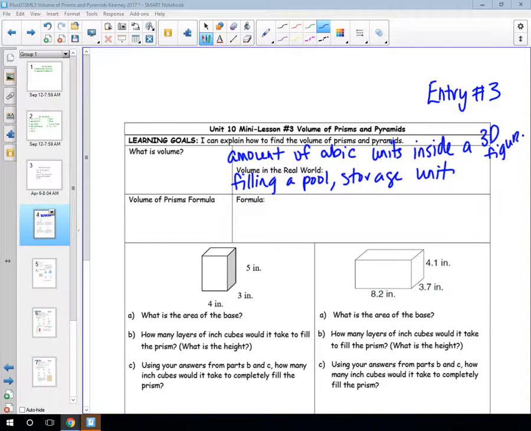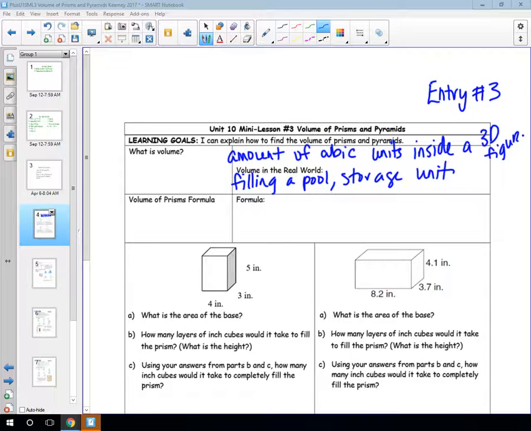So let's talk about your formula. Up until this point, you guys have probably been using the formula length times width times height to find the volume. And that is fine. That's perfect if you're looking at a rectangular prism. However, we're going to be looking at a little bit more complicated prisms. So I'm going to give you a formula that works for all of them.